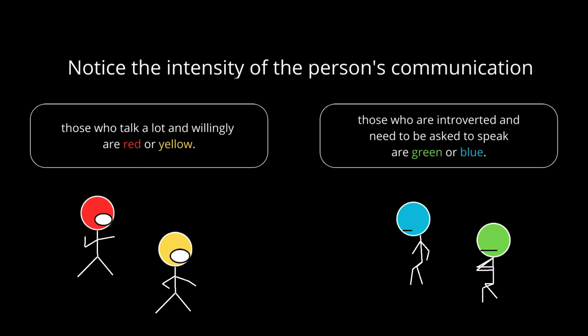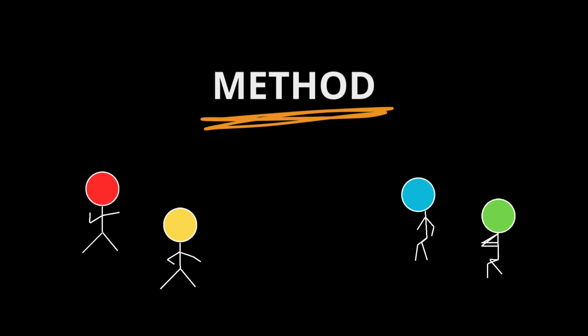With this step, you have already divided the 4 colors into 2 groups. Those who talk a lot and willingly are red or yellow. Those who are introverted and need to be asked to speak are green or blue. Okay, now let's look at a series of questions for each type to refine the color.